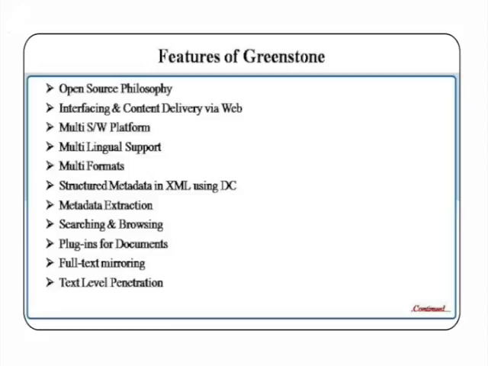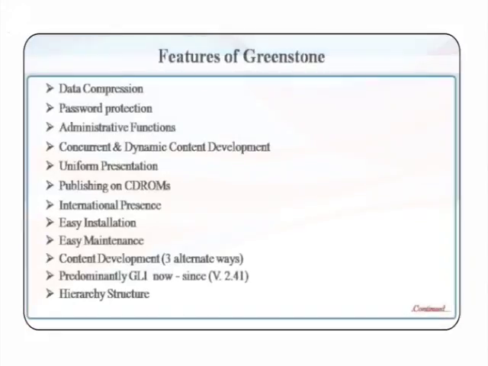It is from the open source family, so it supports the open source philosophy, and interfacing and content delivery is through the web, that is through the internet, through the network. It has a multi-software platform, multilingual support, multi-formats, structured metadata in XML, open standards using Dublin Core standards, metadata extraction, searching and browsing, plugins for documents, and full text indexing, text level penetration, that is the search can go up to text in the content, data compression, password protection, and administrative functions which are available in all digital library software, concurrent and dynamic content development, uniform presentation across the pages, publishing on CD-ROM is possible, and Greenstone has an international presence since it's an open source software.